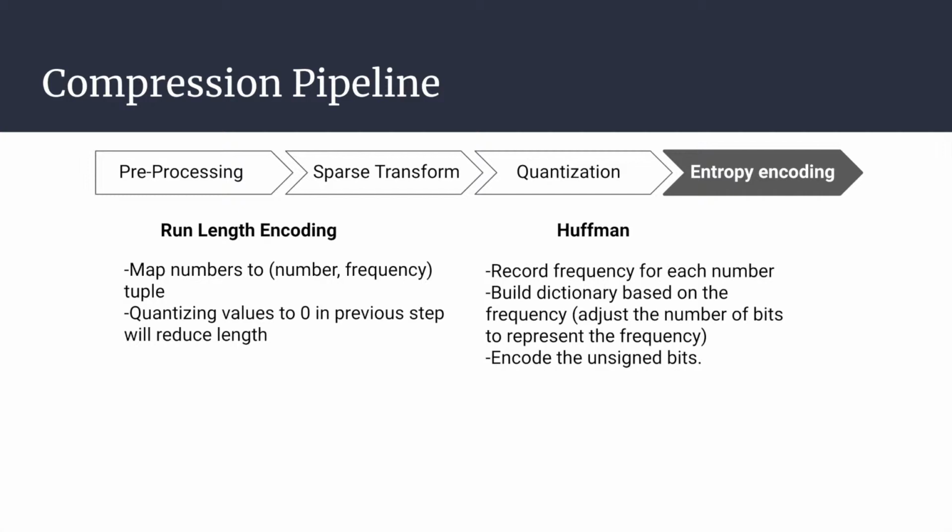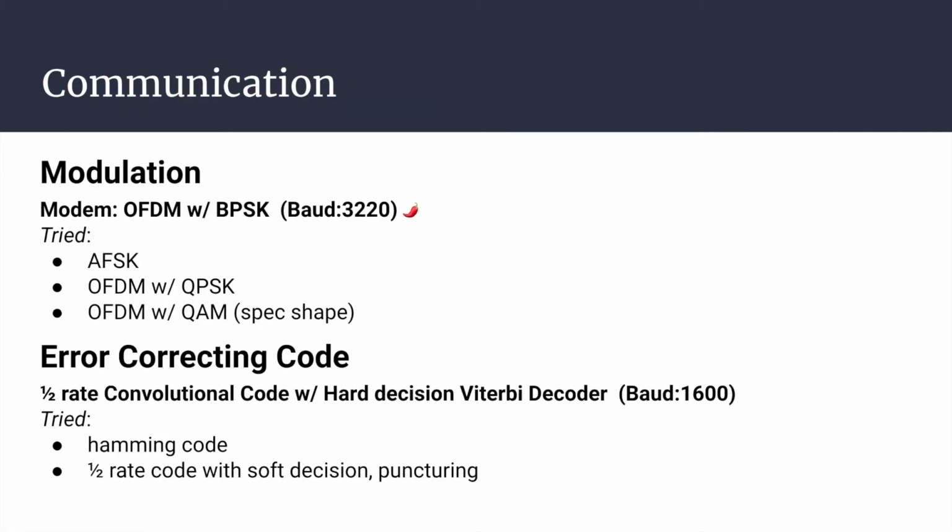For Huffman coding, I generated a dictionary based on the frequency of numbers and then translated the unsigned ints into dynamic length bits. In the communication part of the final demo, we use a method of digital signal modulation called OFDM.